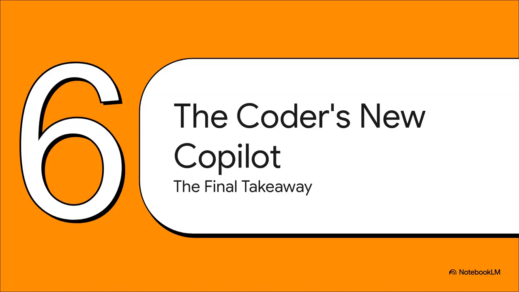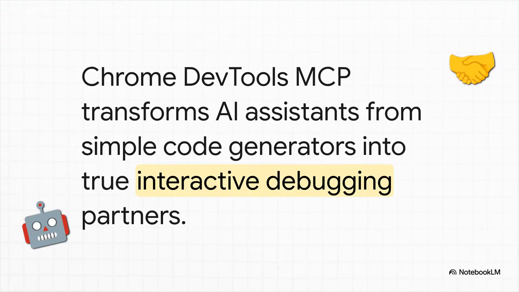So let's pull all this together. What's the big picture here? What is the real takeaway from this huge evolution in AI-assisted development? This is a fundamental shift. We are moving way beyond AI as just a simple autocomplete or a blind code generator. With MCP, our AI assistants are becoming true interactive partners in the debugging process. They're capable of understanding context, investigating problems, and even validating their own solutions.